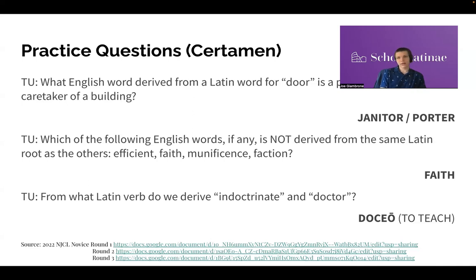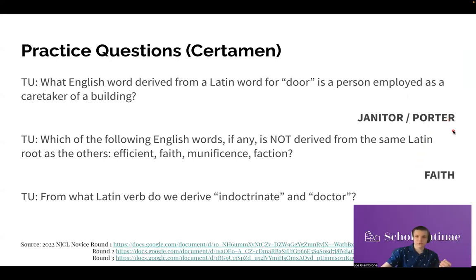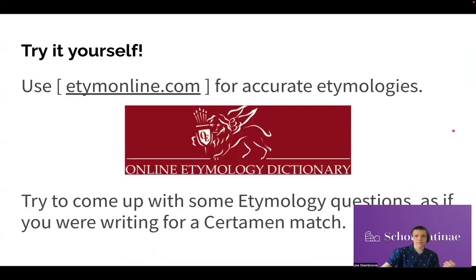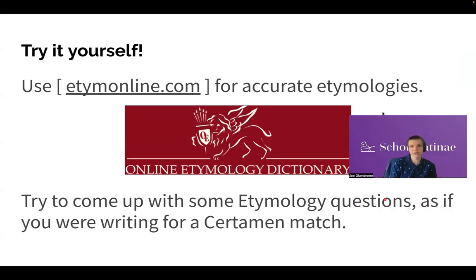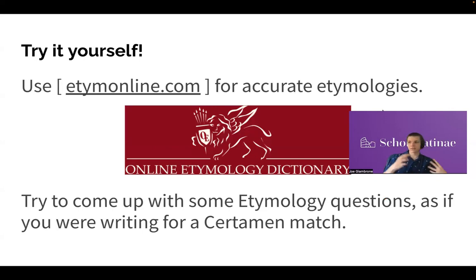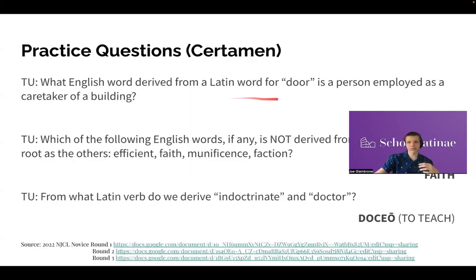And so you can find a lot of examples of these sorts of questions online. And a good resource that you can use to even make your own questions is Etymonline. Etymonline is the online etymology dictionary, as I mentioned, and I encourage you to give it a shot. Try to write your own etymology questions. You can use any of these sorts of questions as guides.